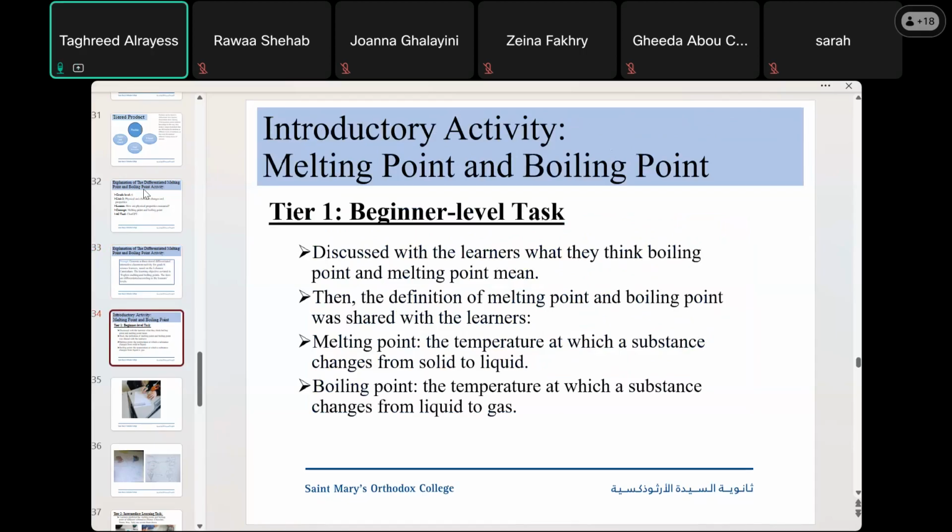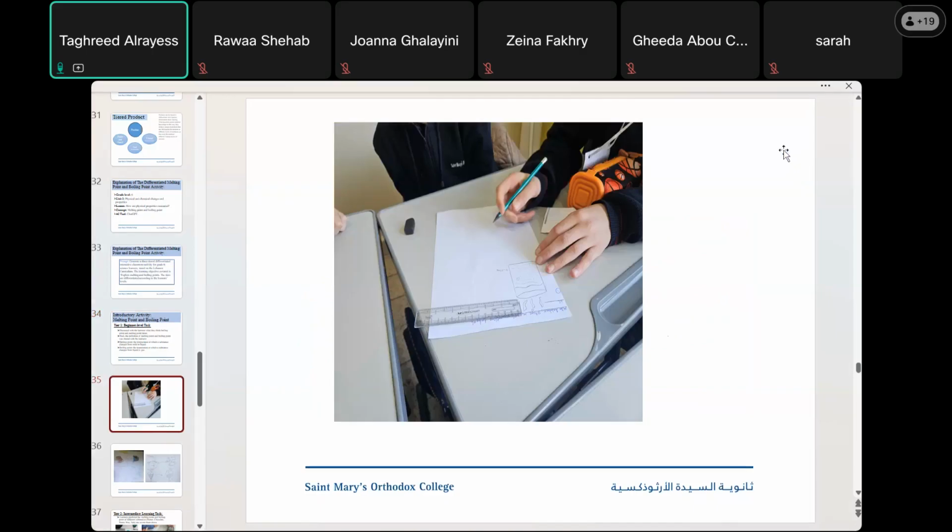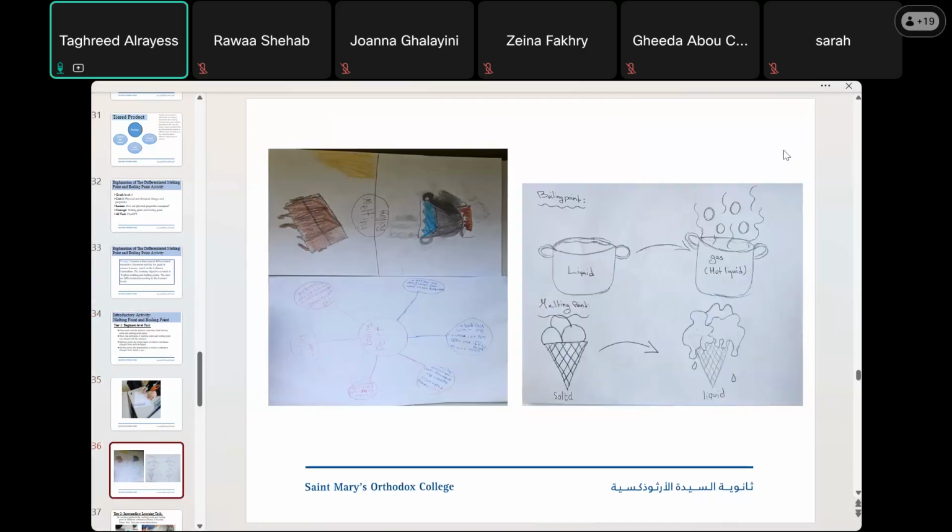My activity was divided into 3 tasks: Tier 1, beginner level task, Tier 2, intermediate learning task, and Tier 3, advanced learning task. To start with the beginner level task, I started with a discussion with the learners about what they think boiling point and melting point mean. Then I shared the definition with them, and they sat with their group in order to represent the meaning of melting point and boiling point in either a drawing or a concept map. And here you can see different pictures while learners were working on representing the meaning of boiling point and melting point in their own way in either a concept map or a drawing.